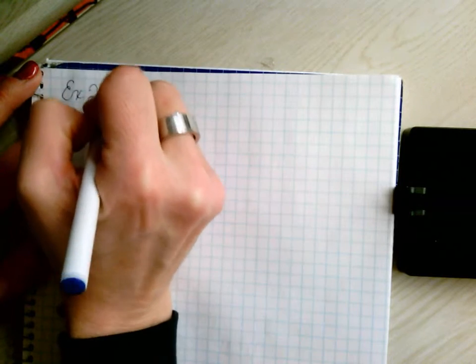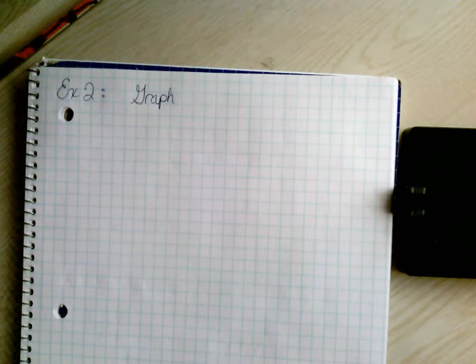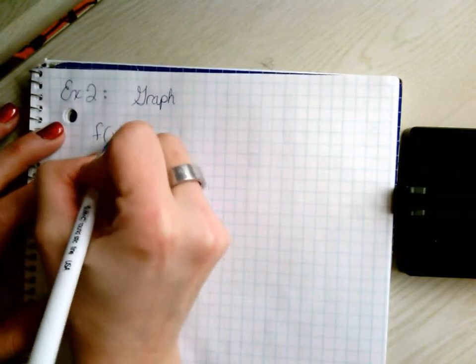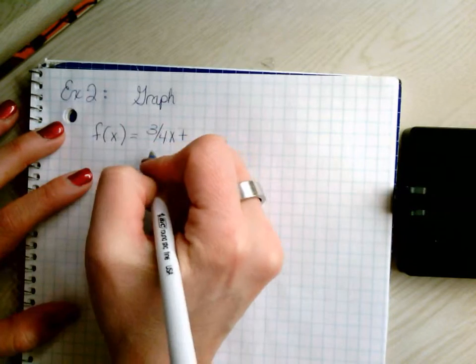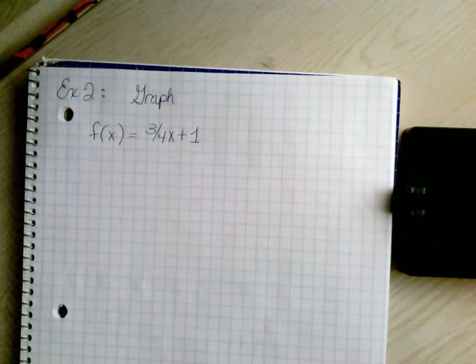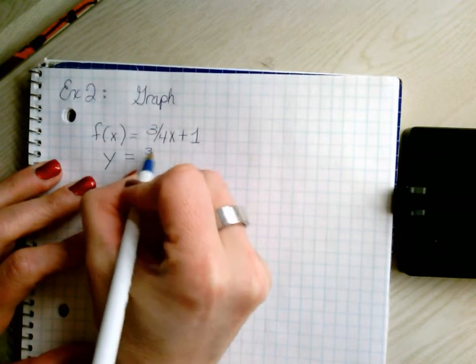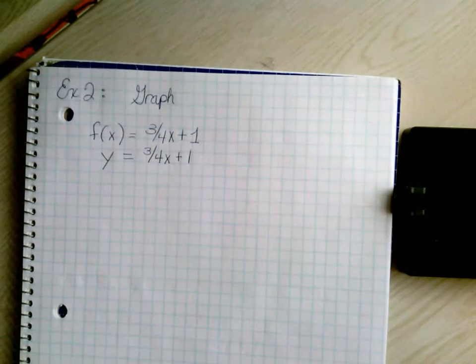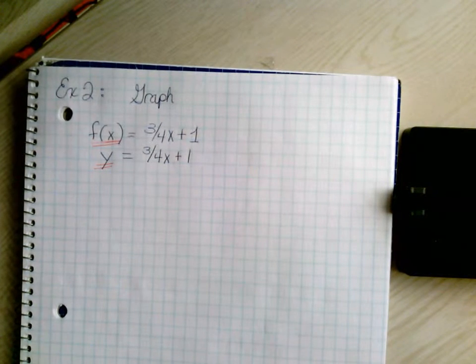So starting with example 2, we're going to graph these. And I still have those little tiny sheets of paper as you need them, and I have an unlimited supply. They want us to graph them. Step 1. Here's your function. f of x equals 3/4 x plus 1. Step 1, rewrite it in slope-intercept form. y equals 3/4 x plus 1. Notice I replaced f of x with y.